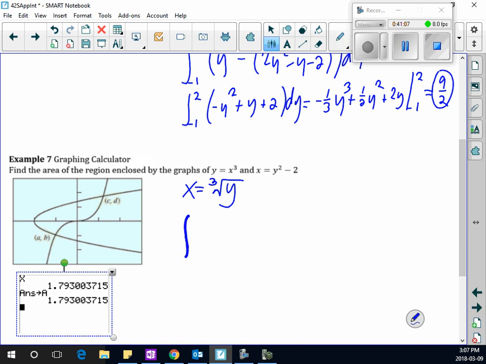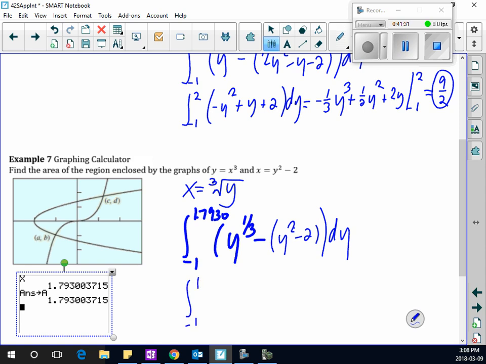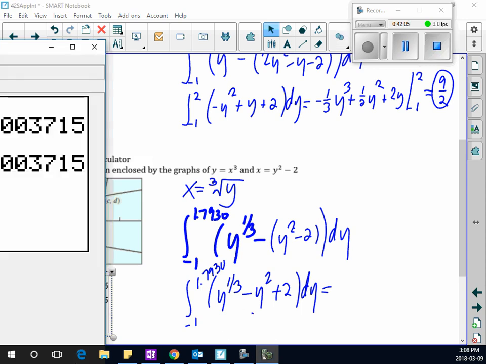So we're going to be going from negative 1 to 1.793, the cube root, right? So we're going to have y to the power 1/3 subtract the bracket y squared minus 2, dy. Is everybody good with what I'm doing? So the integral from negative 1 to 1.793 of y to the power 1/3, and again, this is calculator, so I'm showing way more than I have to, minus y squared plus 2, dy. Sorry, I meant 1.793, it's because I'm trying to rush there. Anyways, there we go.